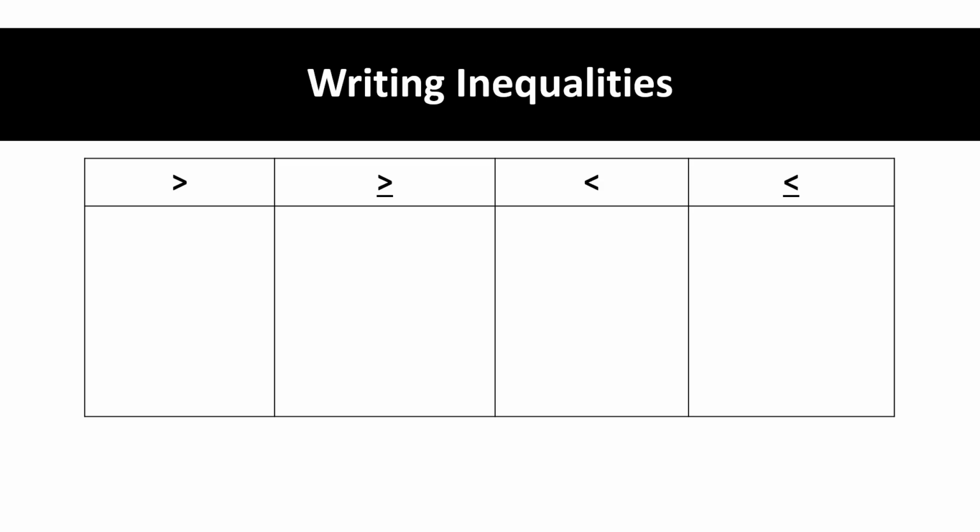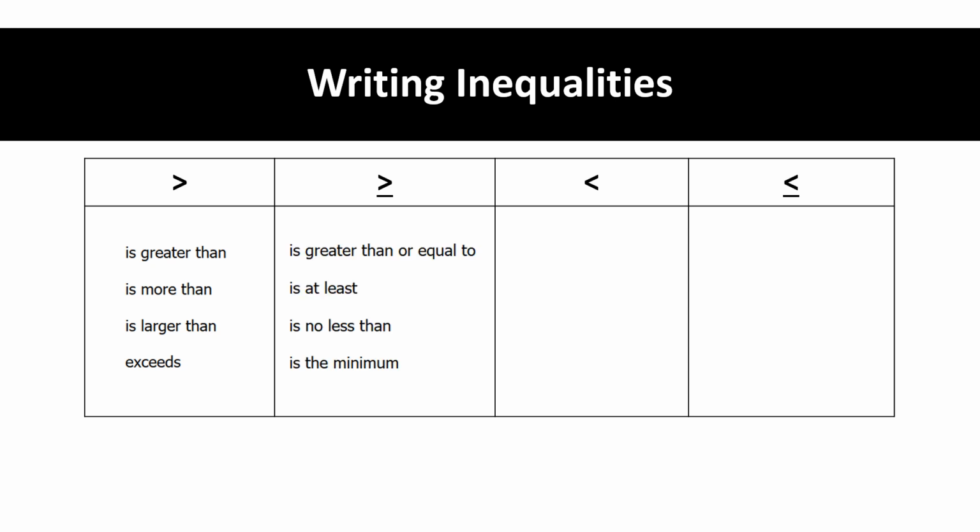So when we write inequalities, we look for keywords in the phrases that will tell us which inequality symbol we should use. Greater than would have keywords like is greater than, is more than, is larger than, exceeds. Greater than or equal to would include is at least, is no less than, is the minimum.